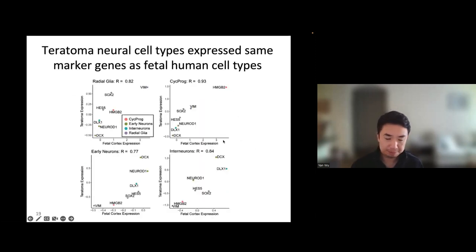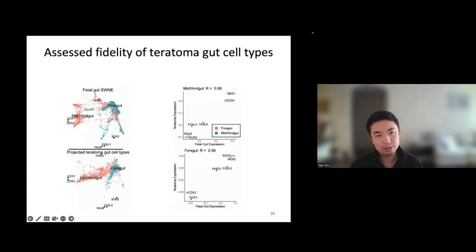And then we also see that the teratoma neural cell types express similar marker genes as fetal human cell types. For example, radial glia express VIM, early neurons express DCX, interneurons express DLX1, and cycling progenitors express cycling genes, such as HMGB2. And we repeated the same analysis for teratoma gut cell types, where we can see that the mid and hindgut versus the foregut project onto similar spatial locations, and that they express similar key marker genes.